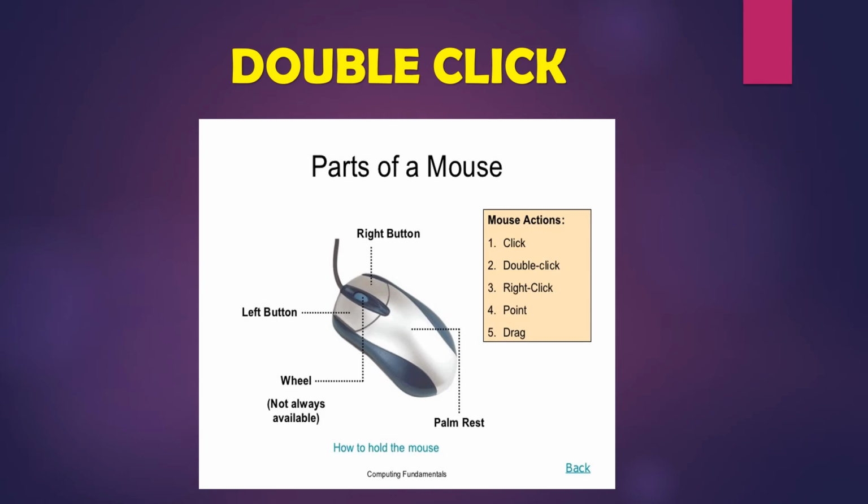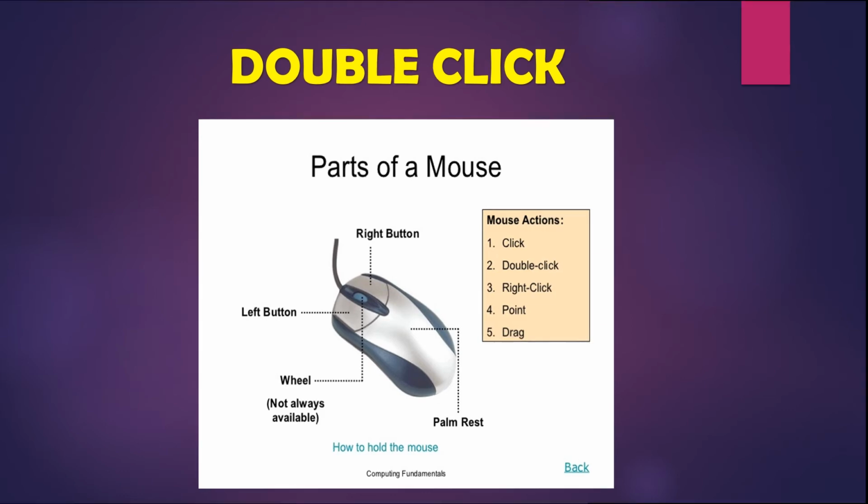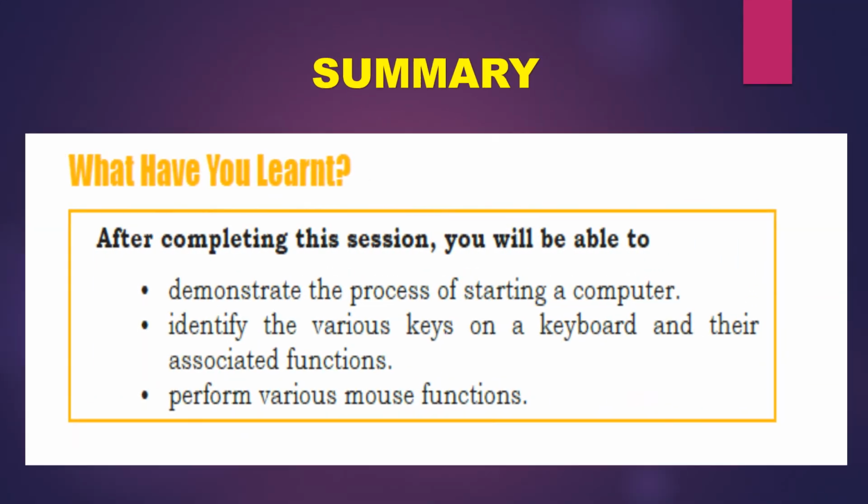Double click. Double clicking means to quickly click the left mouse button twice. When we double click on a file, it will open the file.